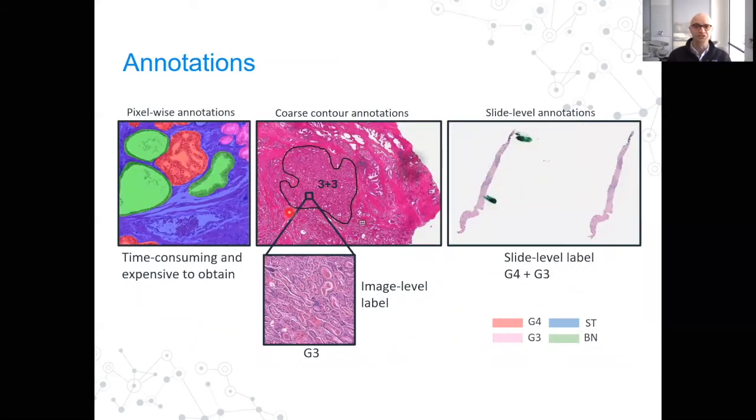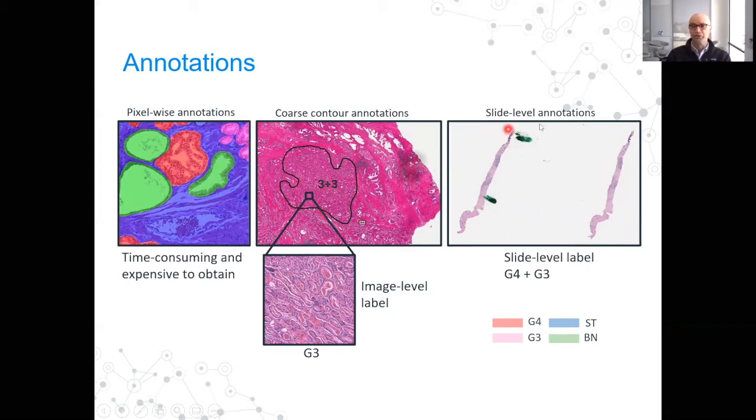So in terms of annotations, we had a couple decisions to make. Did we want to try to generate pixel-wise annotations, which are very expensive and challenging to do with this volume of pixel data? There's also coarse contour annotations that we could use, in which the pathologist could outline a region on histology and label the entire region. And we could assume that every patch within that region had the same label.